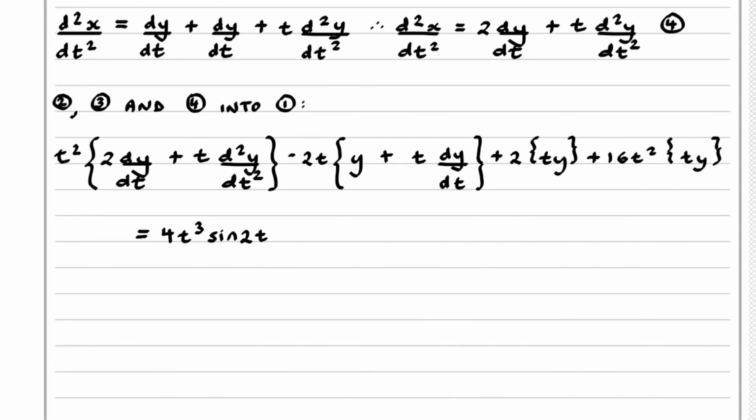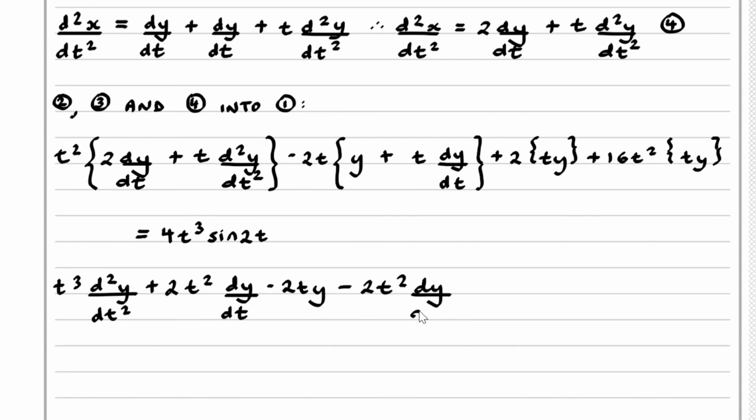So now let's expand out. If we were to expand out, I've got t squared times by t times the second derivative of y, so that's t cubed times by d squared y over dt squared, and then I've got 2t squared dy over dt, and then I've got minus 2ty, then I've got minus 2t squared dy over dt, and then I've got 2ty, and then I've got 16t cubed y equaling 4t cubed sine 2t.